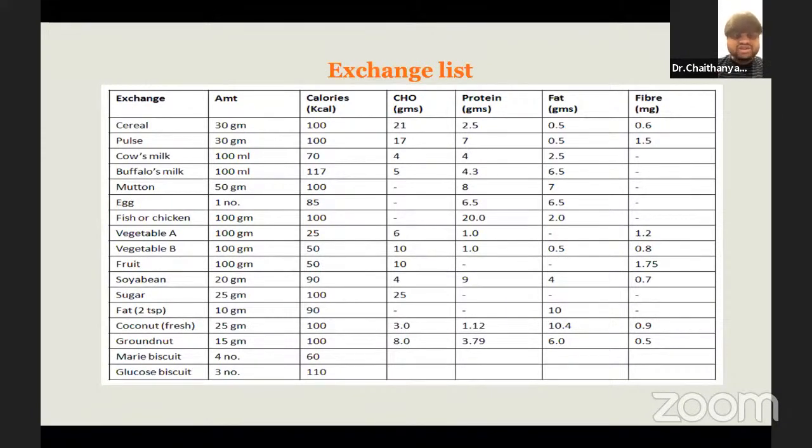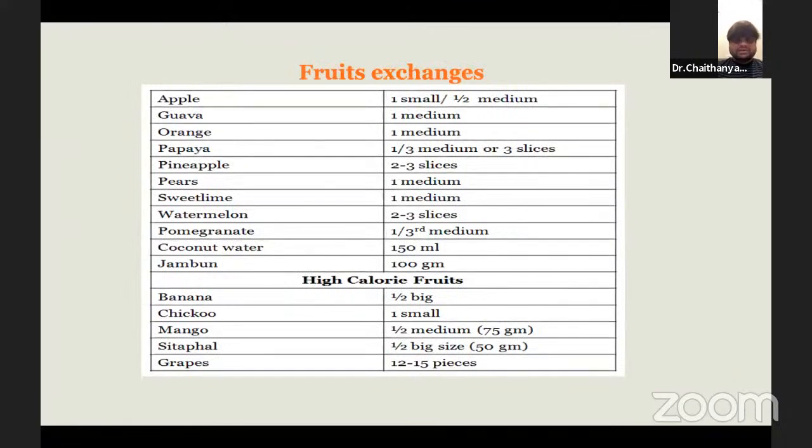In the same way, you can exchange 1 cup of cereal with 1 cup of pulse, because both generate the same amount of kilocalories. Or if you want to take the same amount of carbohydrate, you should match them as well. Can we have the next slide? Yeah, the same way you can exchange the fruits as well. Can we have the next slide?